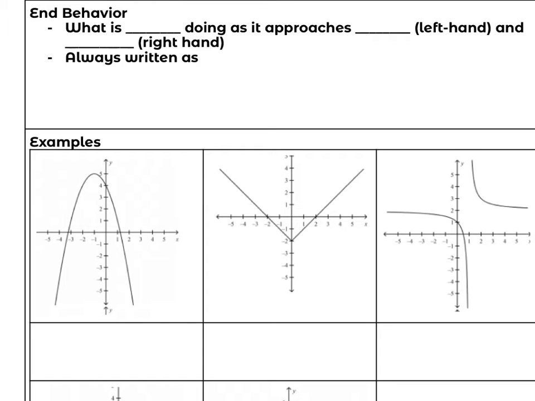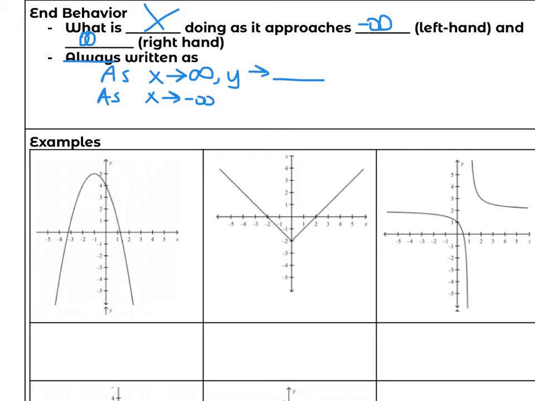Now we're going to look at a concept called end behavior, which is what is x doing as it approaches negative infinity, which is on the left-hand side, and positive infinity, which is on the right-hand side. When we look at end behavior, it is always written as x approaches, and we use this little arrow, as x approaches positive infinity, y approaches, and we fill that in with a blank, and as x approaches negative infinity, y approaches blank.